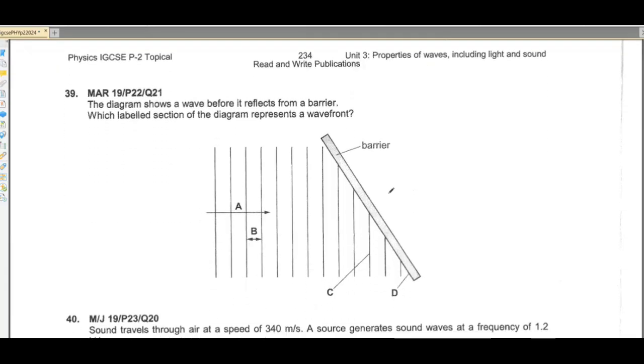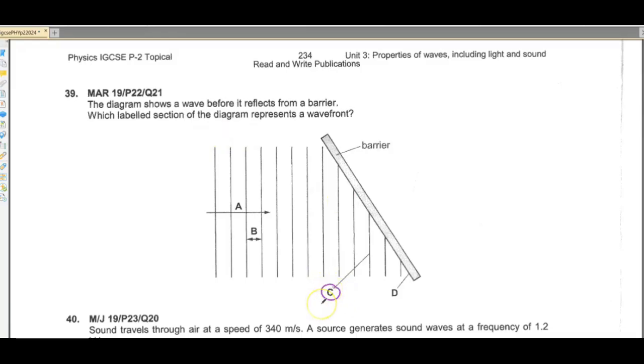Question number 39. The diagram shows a wave before it reflects from a barrier. Which labeled section of the diagram represents a wavefront? Okay. So if you see that these are the waves that are being reflected, okay? So this is when the waves are going in. This B represents the wavelength. This is the barrier D. The wave fronts of the reflected waves would be represented by C.